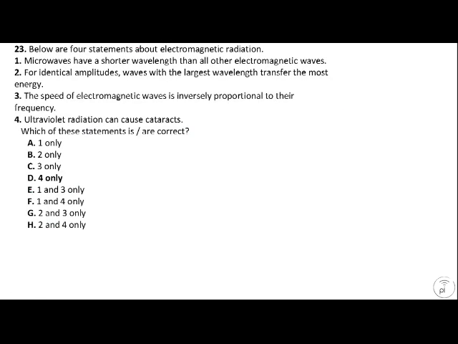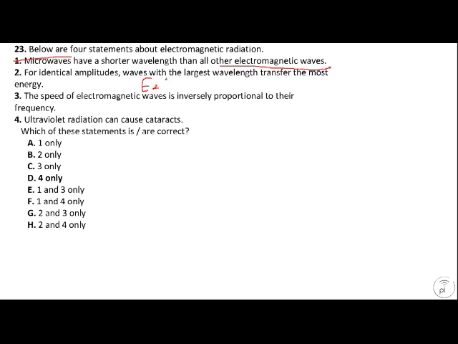23 вопрос. Below are 4 statements about electromagnetic radiation. Which one is true? Microwaves have a shorter wavelengths than all other electromagnetic waves. No, since there are a lot of waves that have shorter wavelengths. For example, it's red, even red color or X-rays and others. Первое неправильно.